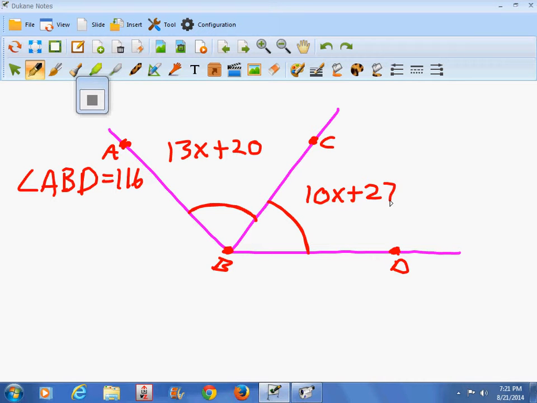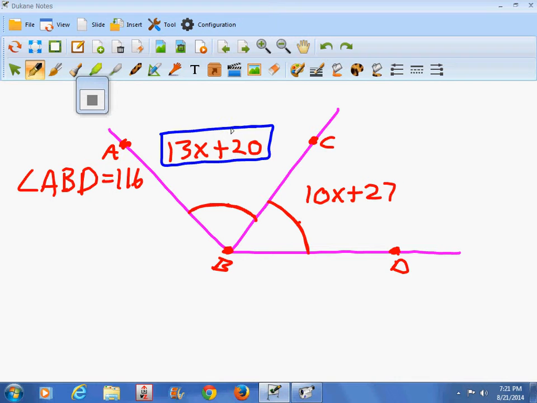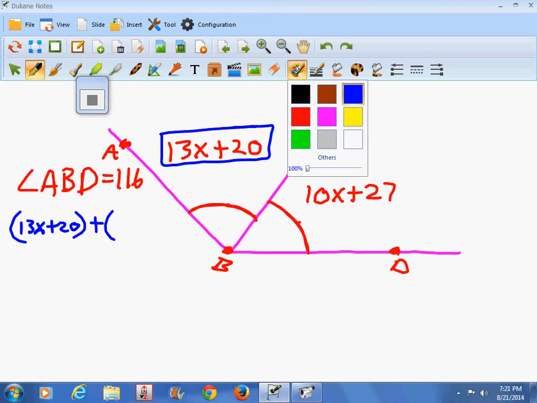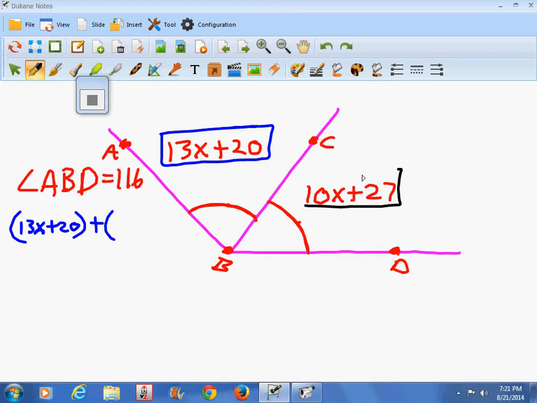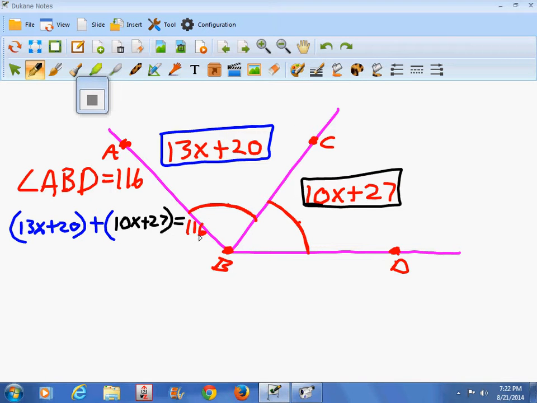Now, if I am doing angle addition, trying to find out what each of these are, I'm going to add this part, 13x plus 20. So let's write this down, 13x plus 20. That's one angle. If we're doing line segments, it's the same mentality. I'm taking one part, adding the part that I'm adding is this part right here, 10x plus 27, is equal to, let's go back to our original color of 116.